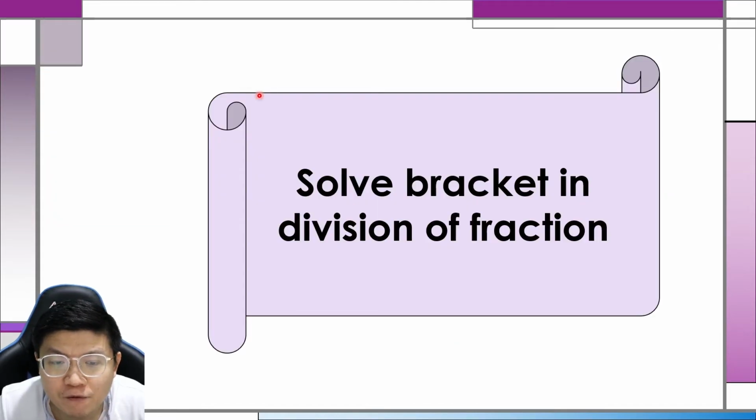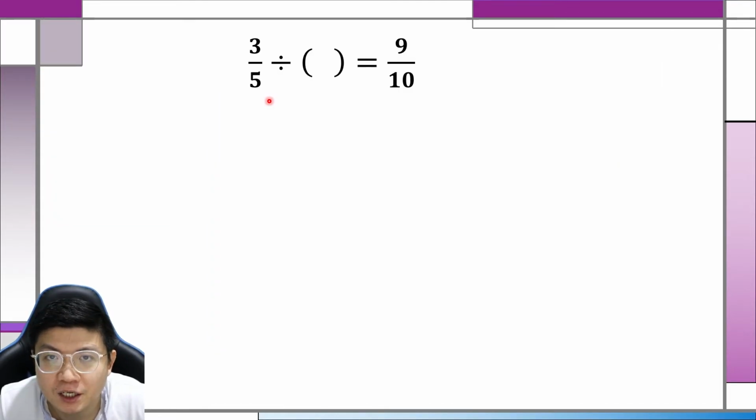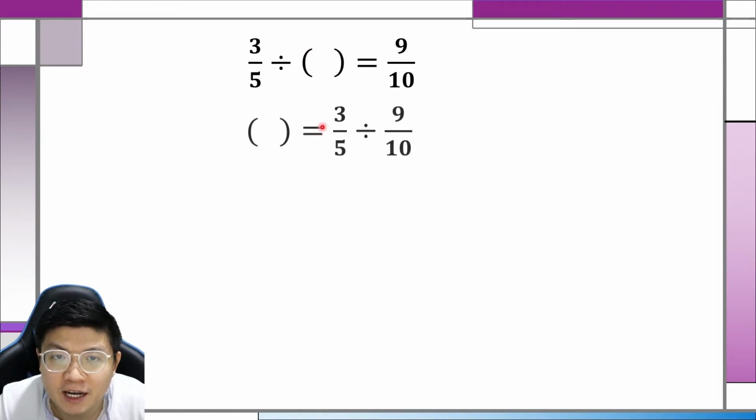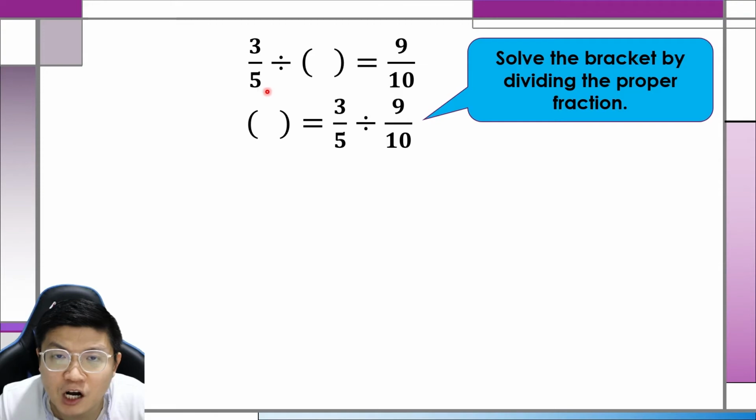Part 3, solve the bracket in division of fractions. So given the bracket is in the middle of a division of fractions, how do you solve the bracket here? Right, in order to solve the bracket, you are taking 3 over 5 and you divide with the answer here. So 3 over 5 divided by 9 over 10.